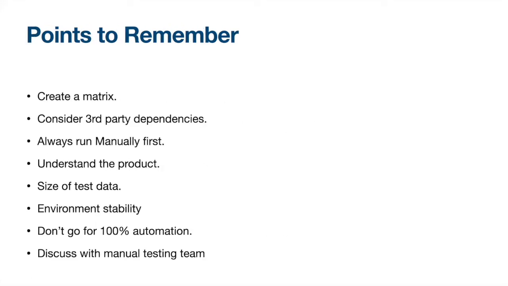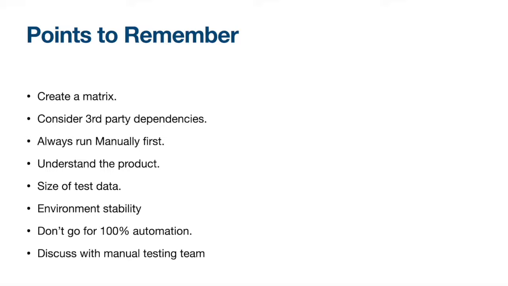There are a couple more points to remember. Always create a matrix through which you can map your manual test cases with your automation test suite. It will be very good for you to understand that you didn't miss anything based on the priority. Suppose you have 10 or 100 priority test cases, and all those test cases are covered in your automation suite. If you create a matrix, it is a very good traceability thing. From the traceability point of view, it is very good.